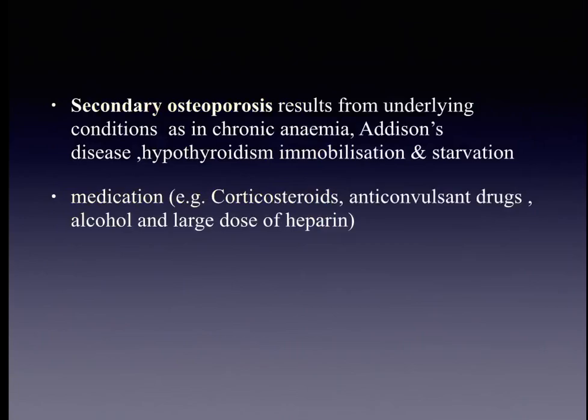Secondary osteoporosis results from underlying conditions as in Addison's disease, hypothyroidism, or in chronic anemia. And even certain medications like corticosteroids, anticonvulsant drugs, alcohol, and large dose of heparin can cause secondary osteoporosis.